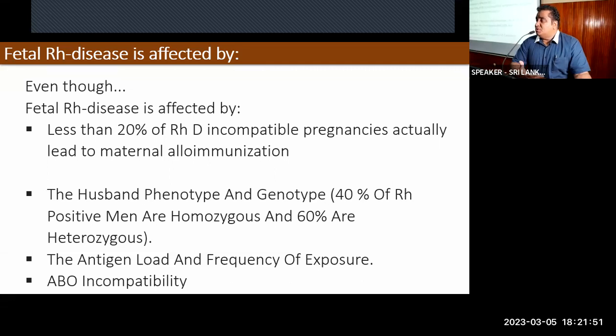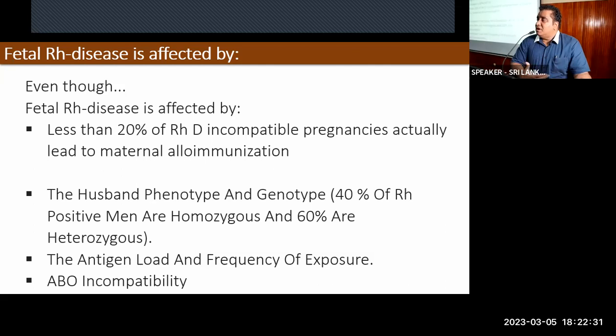There are other methods. People do cordocentesis, people do amniocentesis, and then detect the indirect measures of bilirubin under spectrophotometry, and there are so many ways that we detect the degree of hemolysis and anemia. But I find the peak systolic velocity of the middle cerebral vessels one of the very, very important current diagnostic tools. And not only that, size of the liver, formation of ascites, heart size, and ductus venosus flow all come into the picture, to take a combined decision.